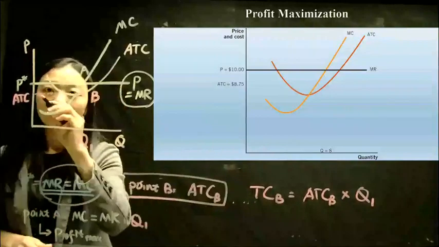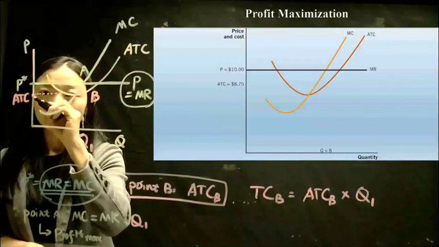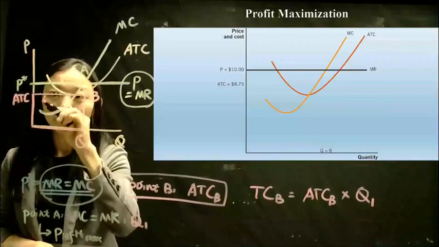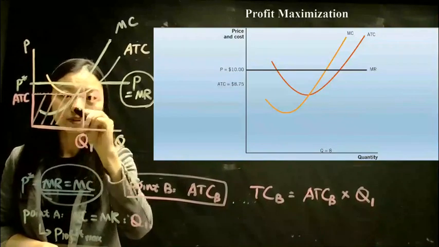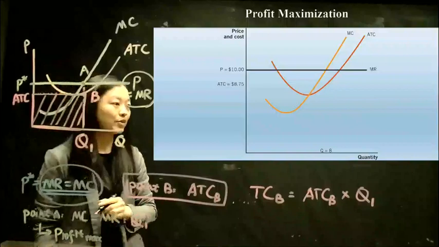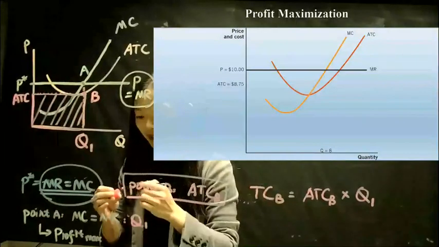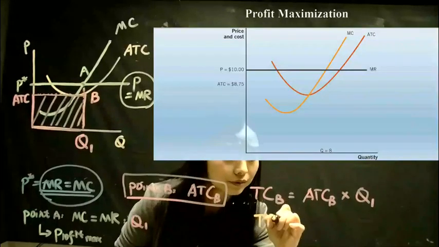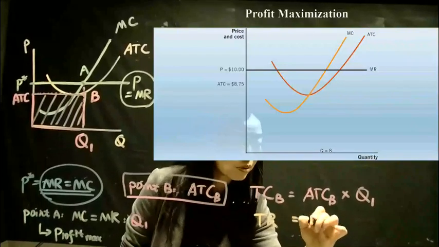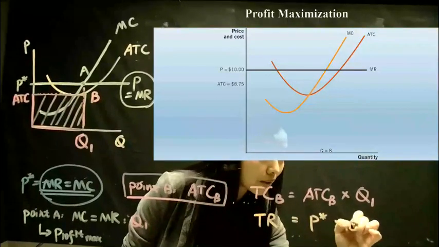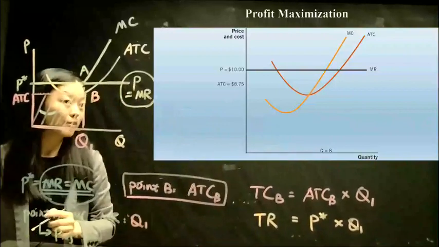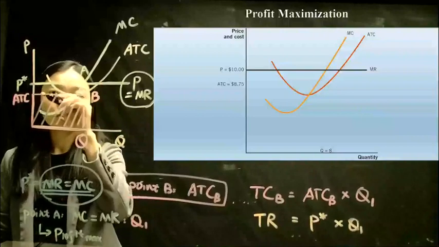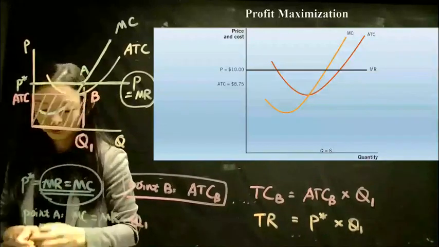So total cost equals average total cost times quantity. This area will represent the total cost, okay? And then how about the total revenue? The total revenue will equal price times the output, right? Price times the output will be the larger area, let me just draw here, okay?